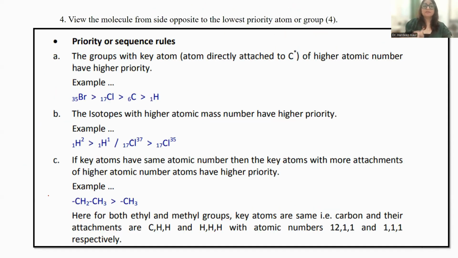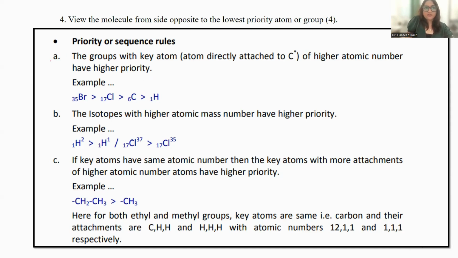And after that, when you see the molecule from the side opposite to the lowest priority group, you have to check whether the priority is going towards the right-hand side or towards the left-hand side. Meaning, is it clockwise or anti-clockwise direction?